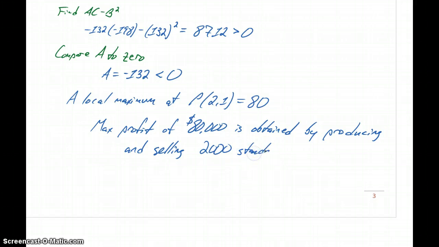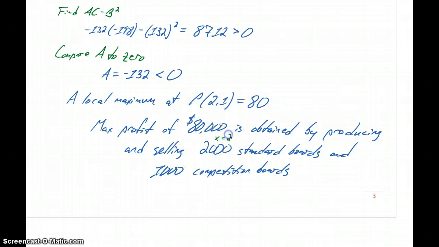2,000 standard boards. So this is that value X equals 2, and 1,000 competition boards. And this is that value Y equals 1. So we have X equals 2, Y equals 1, and our profit function evaluated at 2, 1 being equal to 80. But each of those in thousands of dollars means we're going to generate a profit of $80,000 by producing 2,000 standard boards and 1,000 competition boards.